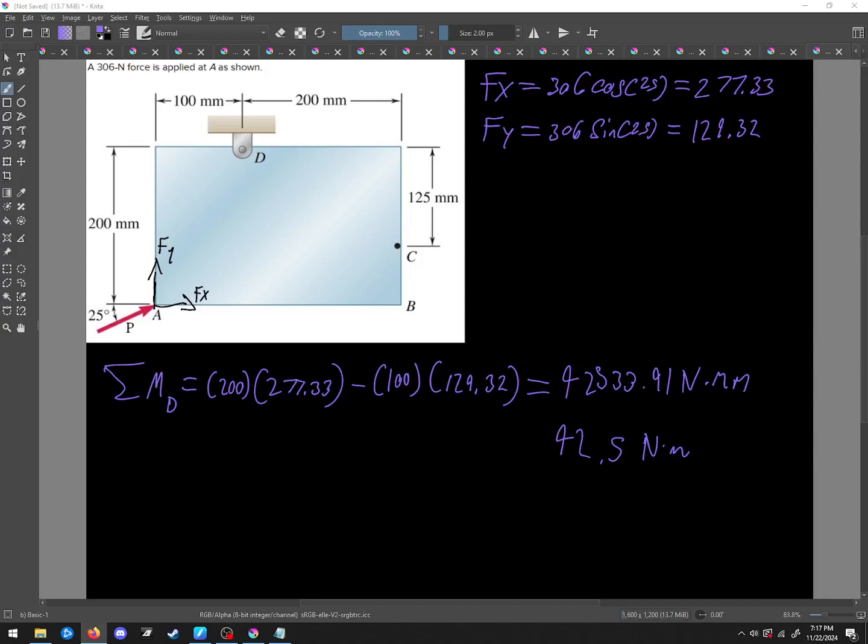Now, I normally don't do the follow-ups to these questions, but this one's very interesting. Now it's asking to determine the smallest force applied at B that creates the same moment about D. So now here's the thing. How do you find the smallest force?